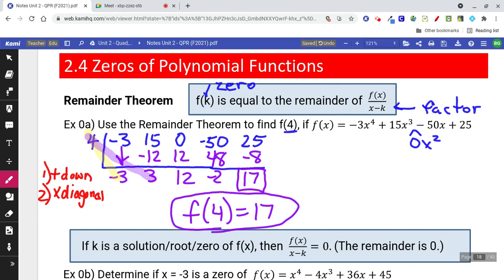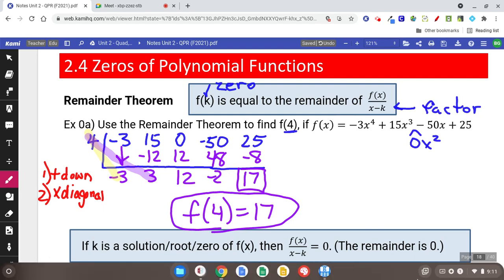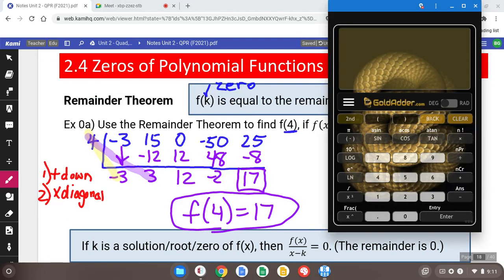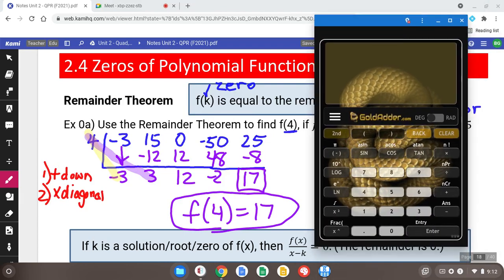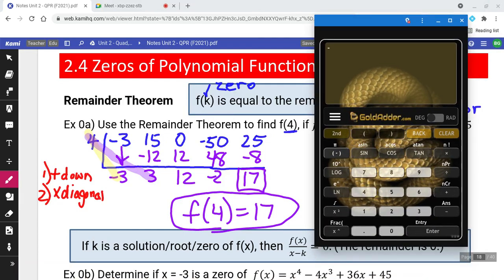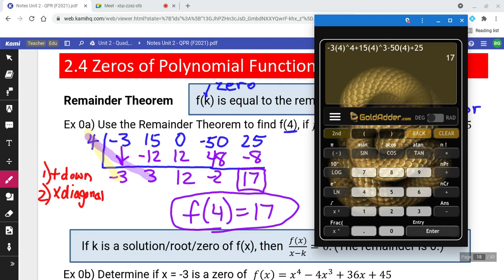Now, if you're thinking about it, you're like, well, why in the world would I do that when I could instead just plug in 4? All right. So the function said -3, and I'm plugging in 4 to the 4th power, plus 15 times 4 to the 3rd power, minus 50 times 4, plus 25, gives us 17. We plug in 4, we get 17, all right?